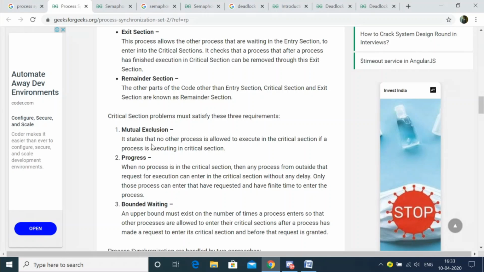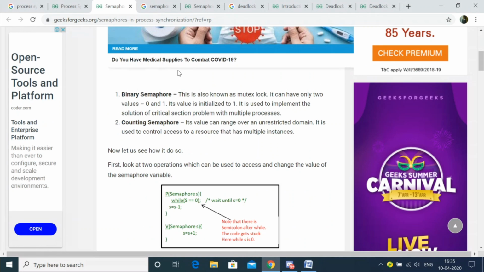In binary, the value of these semaphores is zeros and ones only, and its initial value is said to be one. It is used to implement the solution of the critical section problem with multiple processes. We will see how it works. Another kind is the counting semaphore, whose value can range over an unlimited domain. It's not just 0 and 1, it can be 999, it can be 3, it can be 4, depending upon how many processes we have.